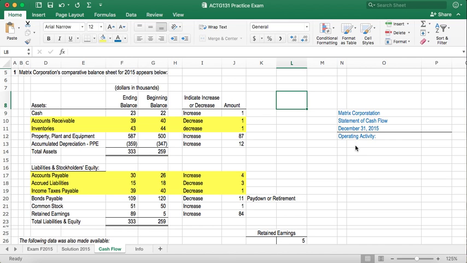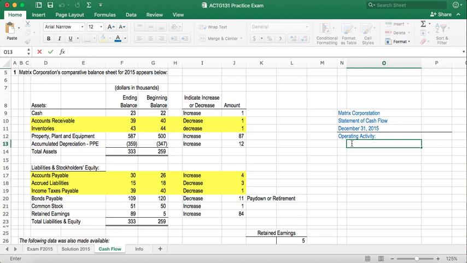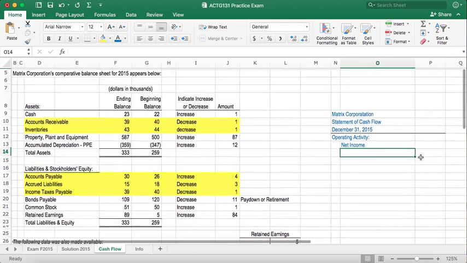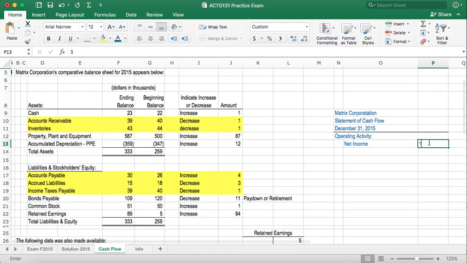As I said earlier, we're working on the indirect method, so we're going to begin with net income. We calculated that earlier, actually it was given to us. So net income is 116. So let's put that there, 116.